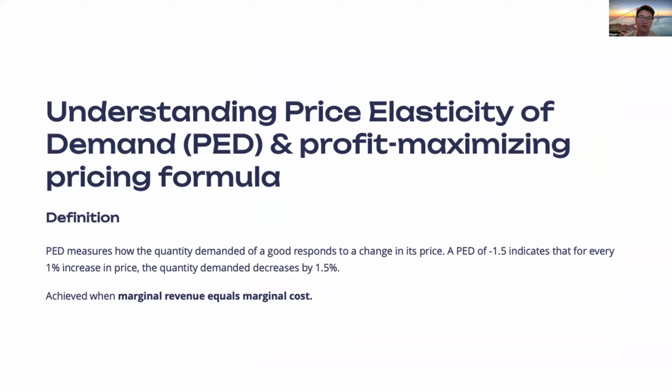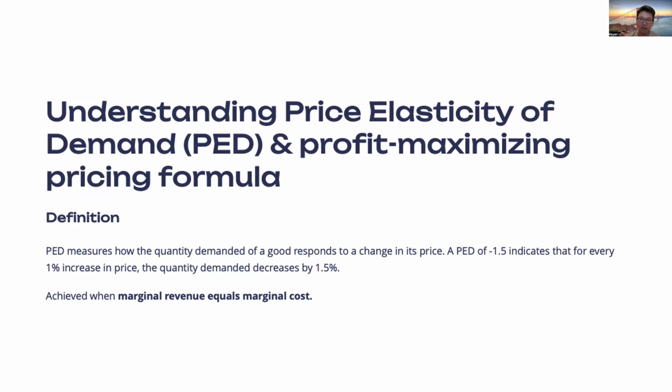The first one is the price elasticity of demand, which measures how quantity demanded of a good responds to a change in its price. Usually a PED of minus 1.5 indicates that for every 1% increase in price, the quantity demanded decreases by 1.5%. And also the profit maximizing pricing formula, which is defined in the managerial economics book by Michael Baye, says profit is achieved when marginal revenue equals marginal cost.